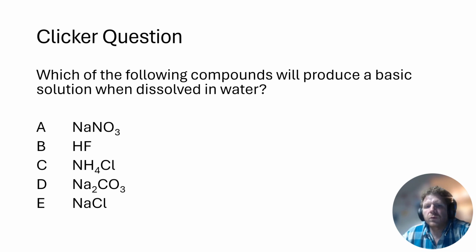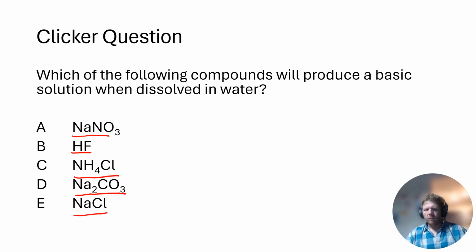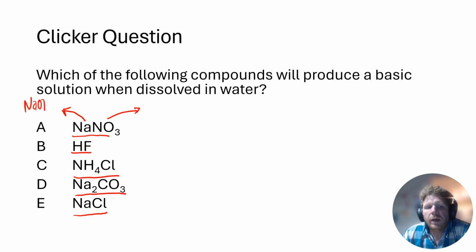Which of the following compounds will produce a basic solution when dissolved in water? NaNO3, HF, NH4Cl, Na2CO3, and NaCl. Okay, so whenever we see this, we want to be thinking about, well, where did the Na come from? Where did the NO3 come from? If we're thinking about a strong acid or a strong base, NaOH is a strong base, and HNO3, well, that's a strong acid.